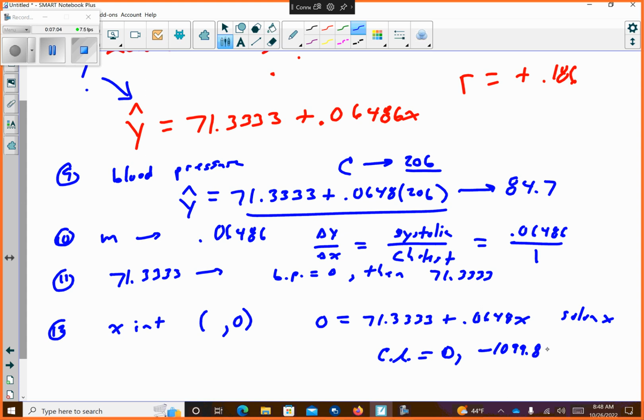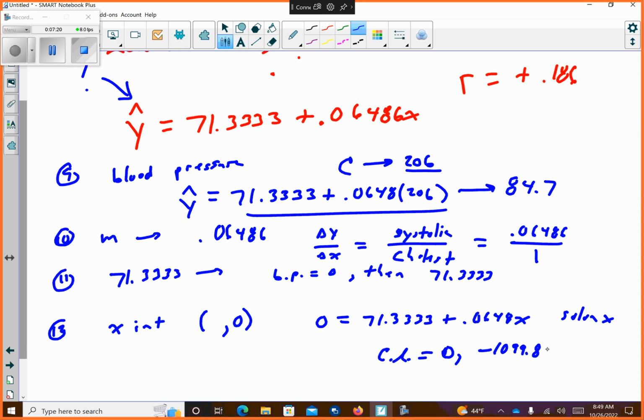I don't know a lot of things, but I know just enough to make me dangerous. I don't think you're going to have a blood pressure that's a negative number, first of all. But that's just kind of what the data is showing.